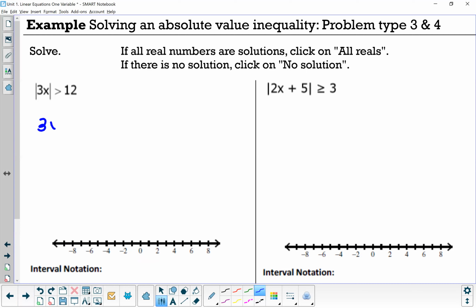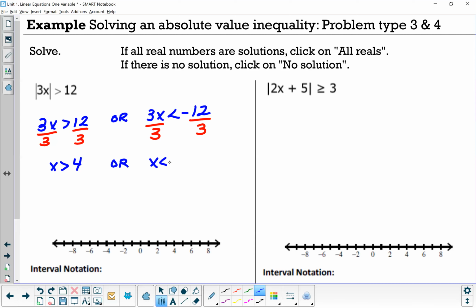The analogous compound inequalities are 3x is greater than 12, or 3x is less than -12. So now I'm going to divide by 3 on each side for both of these. So we have x is greater than 4, or x is less than -4.